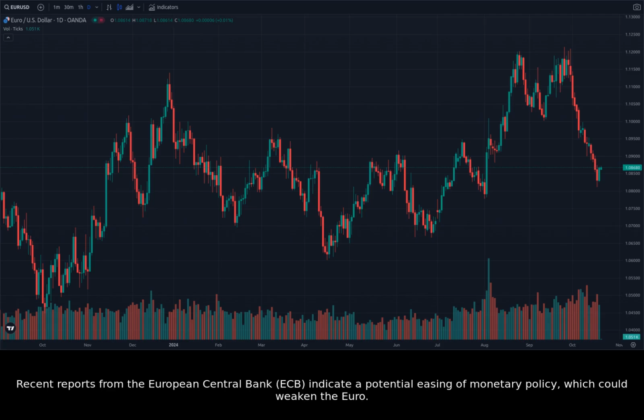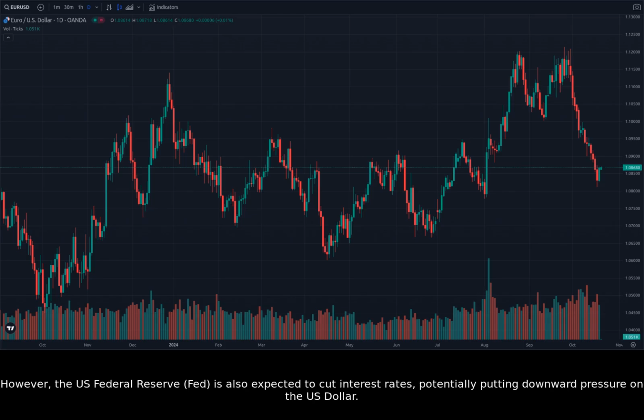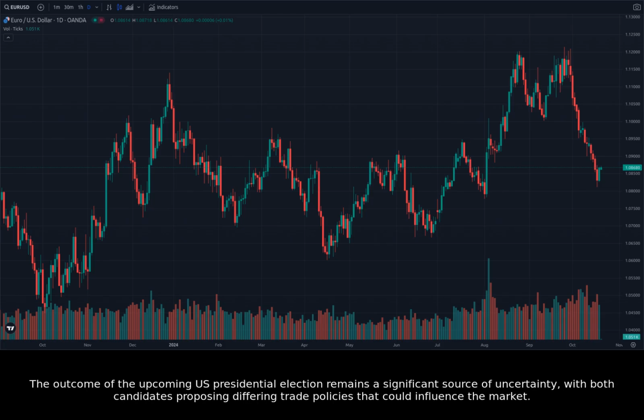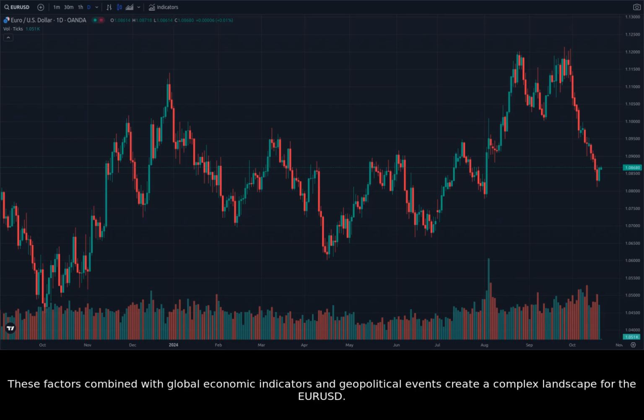Recent reports from the European Central Bank, ECB, indicate a potential easing of monetary policy, which could weaken the euro. However, the U.S. Federal Reserve, Fed, is also expected to cut interest rates, potentially putting downward pressure on the U.S. dollar. The outcome of the upcoming U.S. presidential election remains a significant source of uncertainty, with both candidates proposing differing trade policies that could influence the market. These factors, combined with global economic indicators and geopolitical events, create a complex landscape for the EURUSD.